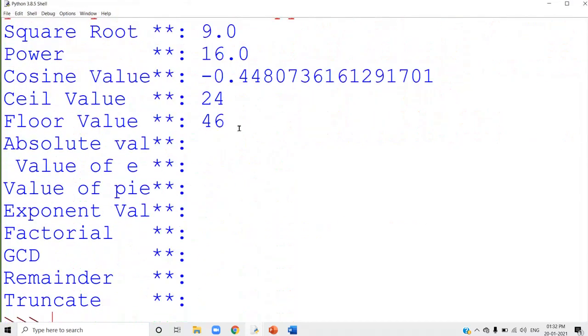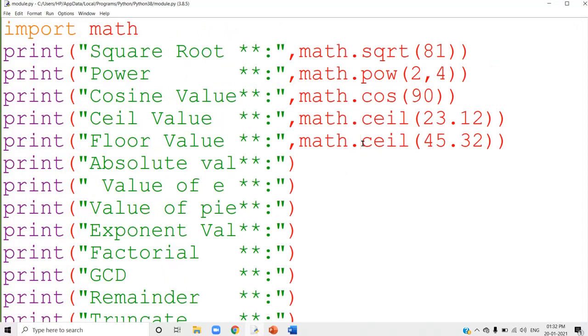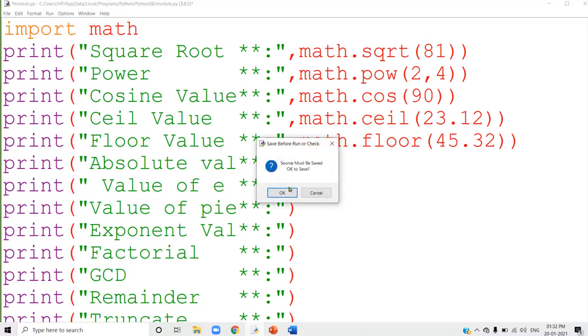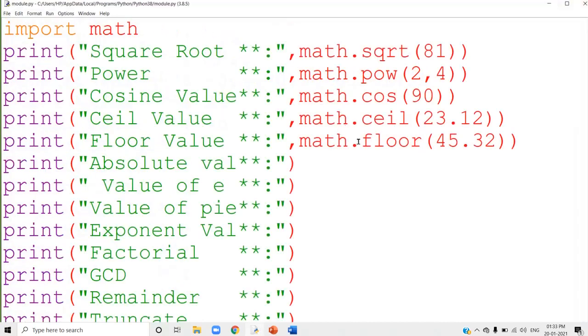It will be 45. Sorry, I had written ceil; it will be floor, F-L-O-O-R. Floor will give you the largest integer which is less than or equal to 45.3. So the answer will be 45. See the answer, it is 45. See the difference between ceil and floor. Ceil will give you the next highest integer.